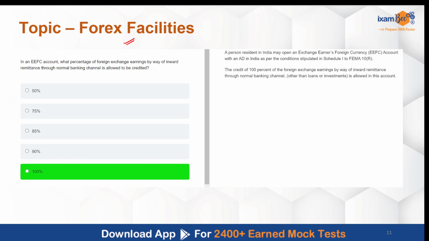So what percentage of foreign exchange earnings by way of inward remittance, inward means that is coming inside India through normal banking channel, is allowed to be credited to this particular account? So the answer is 100%. Why? Because if you are earning in foreign currency, I will allow you to bring the entire amount into India as foreign currency. Why would I not allow you to bring in the entire money, right? So that is my benefit for me, because I am earning foreign exchange for the country. Okay, so that is the answer. Again, this was a very direct question that they had asked as one of the features of an EEFC account.